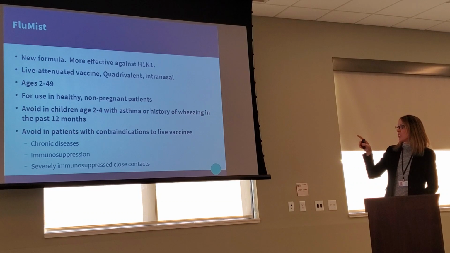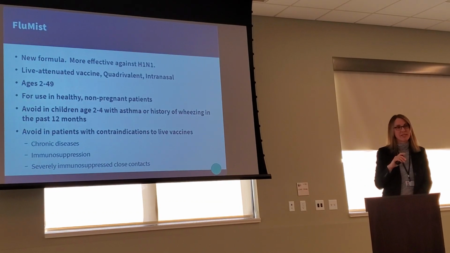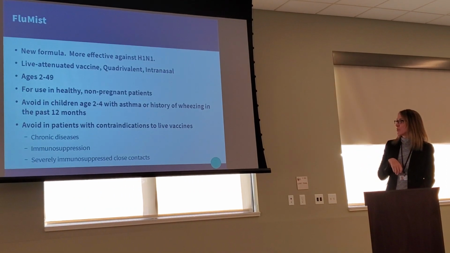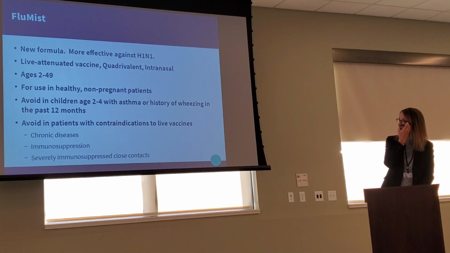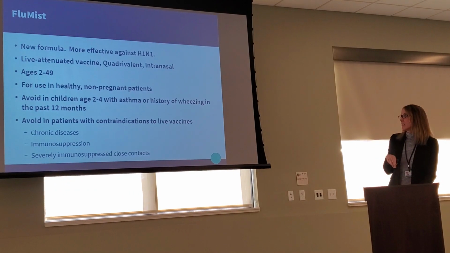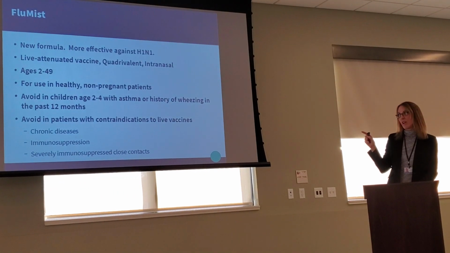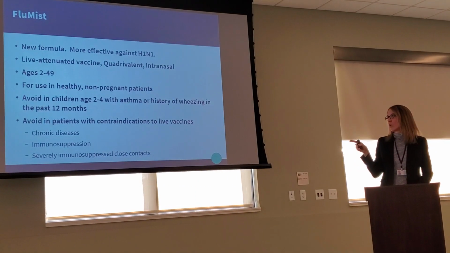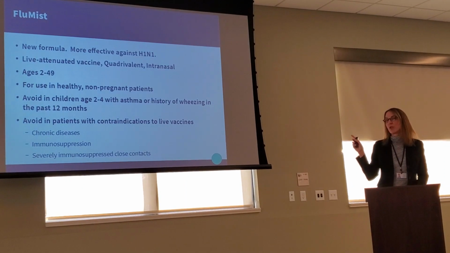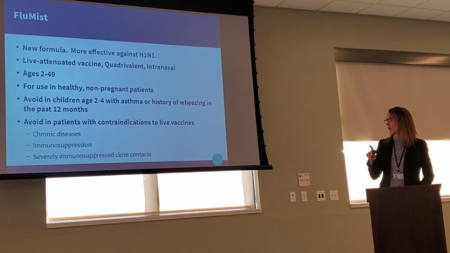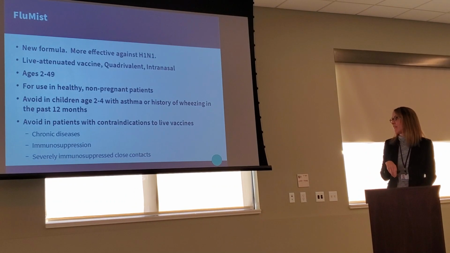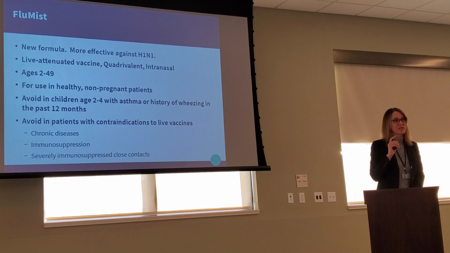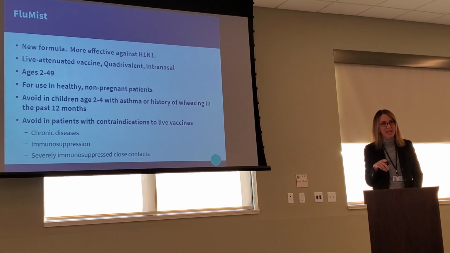This is a live attenuated vaccine. So remember, it's made from weakened live virus. It's quadrivalent, and you spray it up your nose. Approved for ages 2 to 49. Because this is a live attenuated virus, we need to use it in healthy, non-pregnant patients. We want to avoid it in children ages 2 to 4 with a history of asthma or a history of wheezing in the past 12 months, and we cannot give it to people who have contraindications to live vaccines, which is chronic disease, immunosuppression, or if they're around severely immunocompromised contacts.